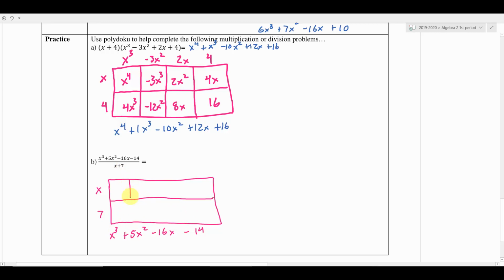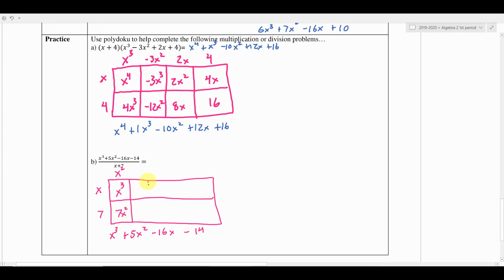All right, so I'm going to create a column for the x cubed first here. So I'm going to say, here's my x cubed. And remember, the highest degree term is always going to be by itself, right? So in this case, we have an x cubed right here, okay? And that means I have to have an x squared here, right? Because x squared times x gives me x cubed. And then I would multiply down, so I have x squared times 7, so that is 7x squared.